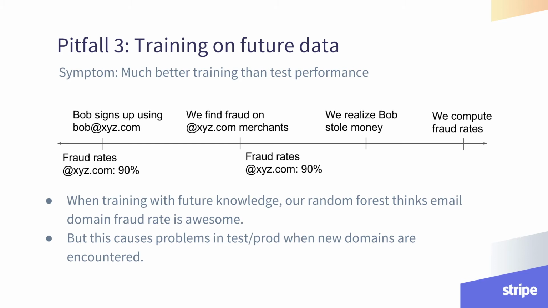It thinks it can block Bob in January, even though we didn't know until February that this domain was fraudy. And also in production, this is bad because new domains appear every day, and we need a system that can handle new domains. Whereas in the current setup I've described, all the domains are known in advance, because in the training set, all the domains are there.